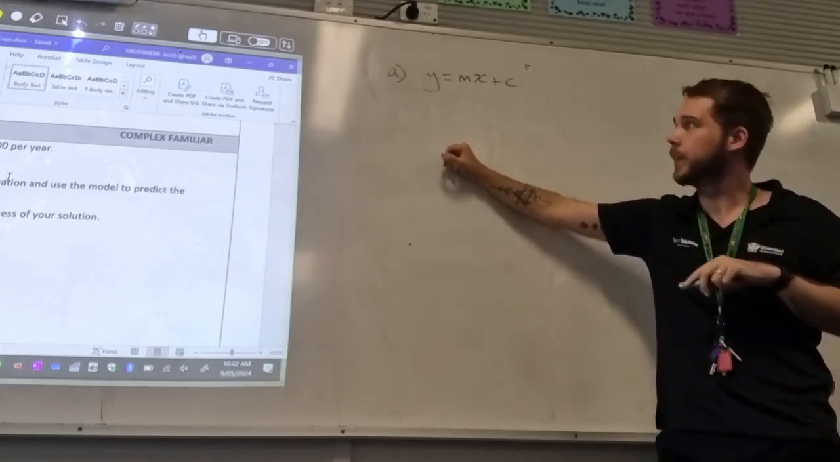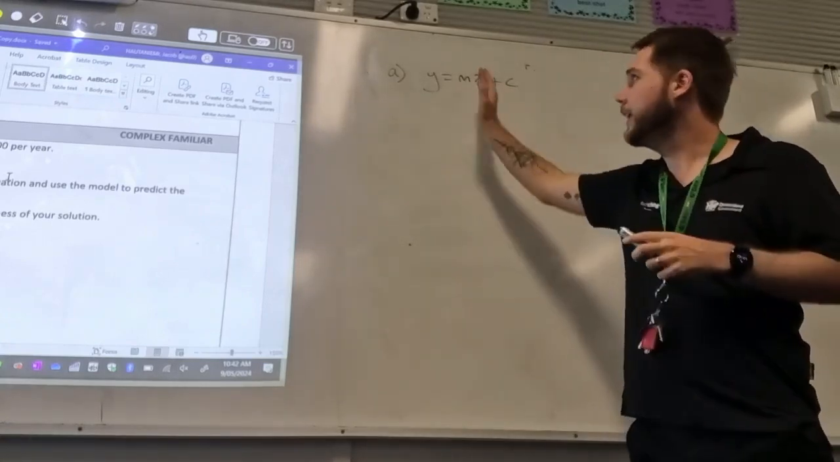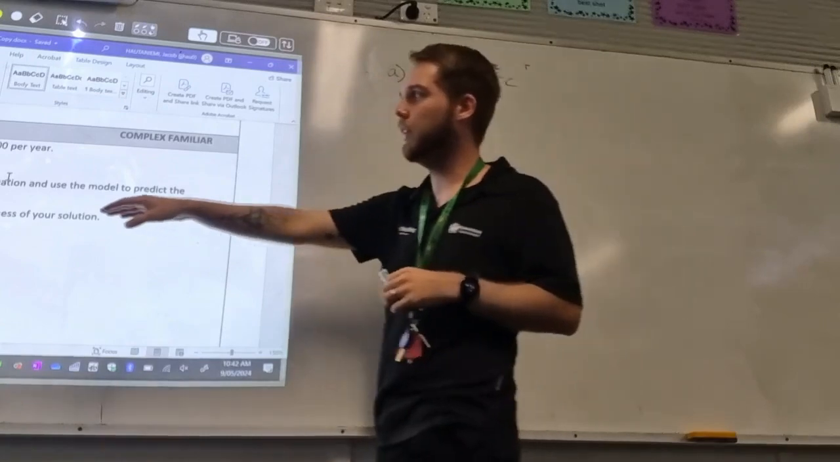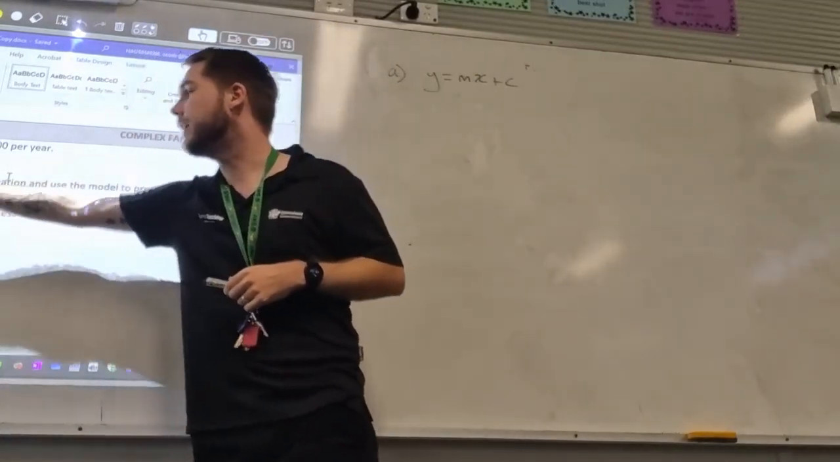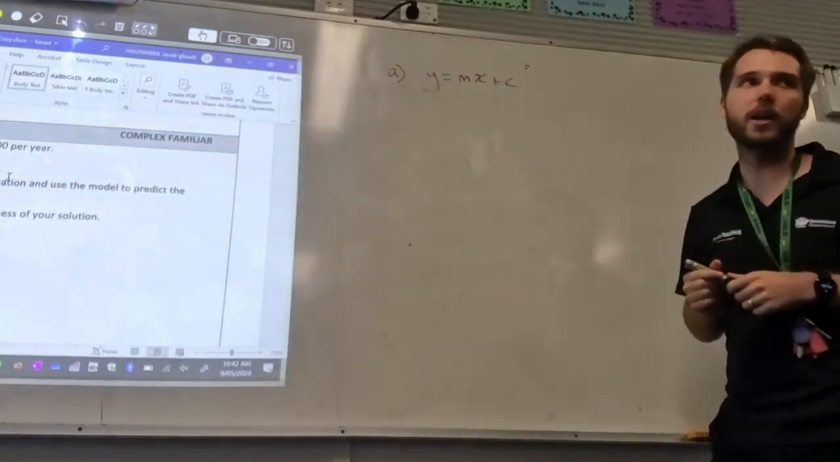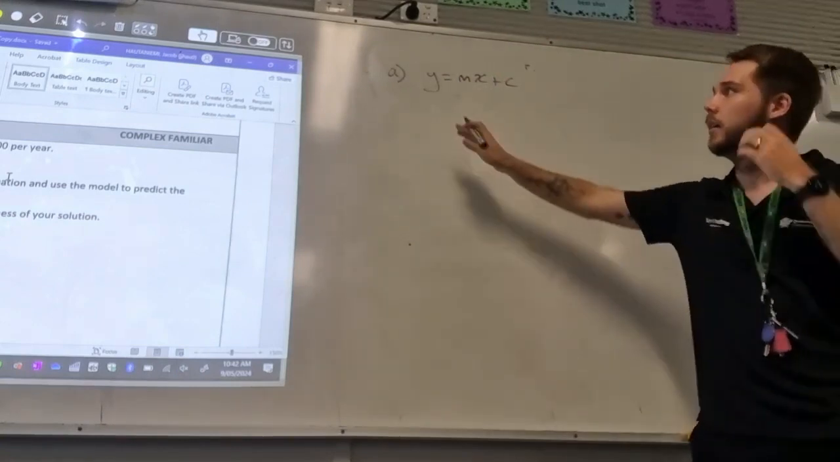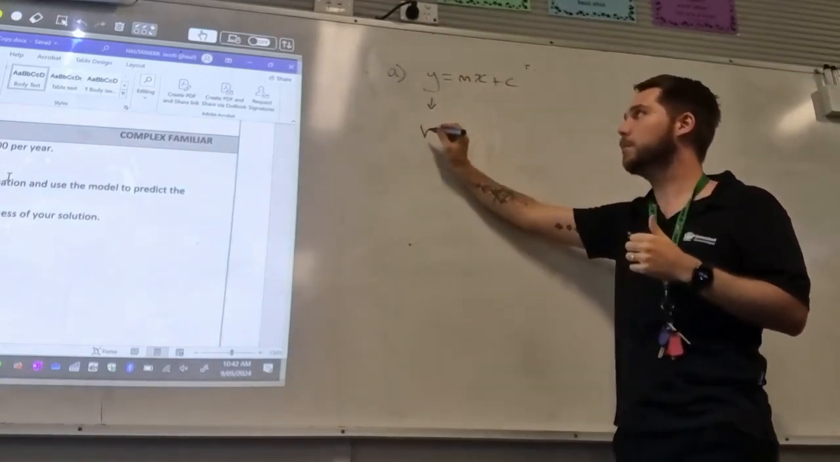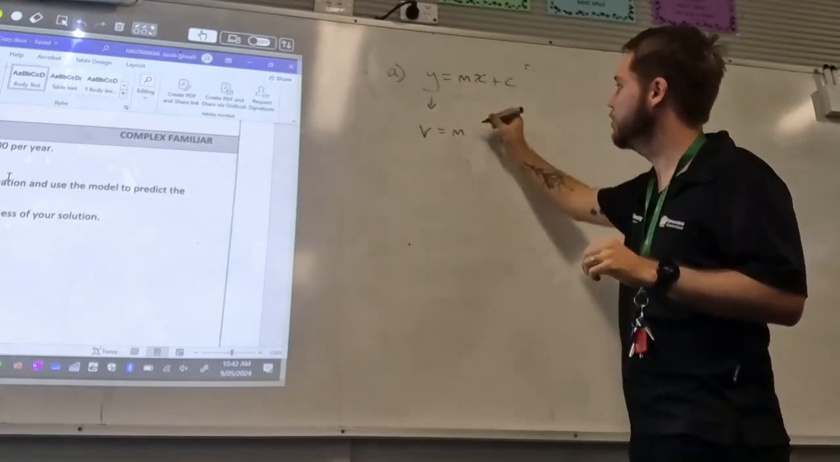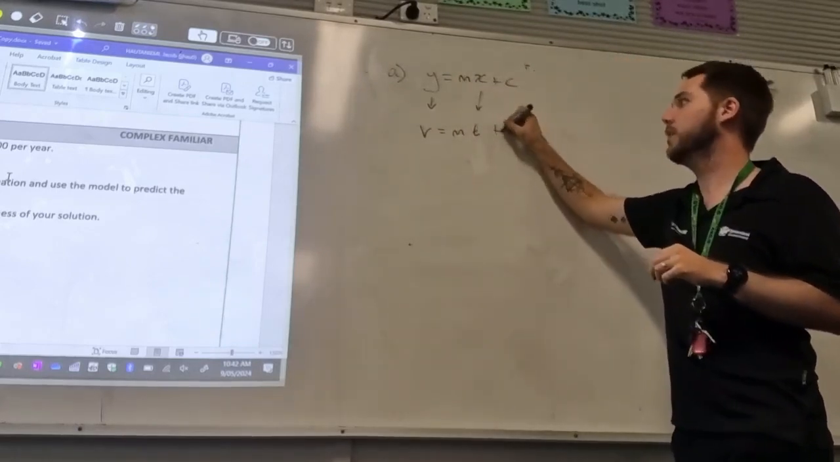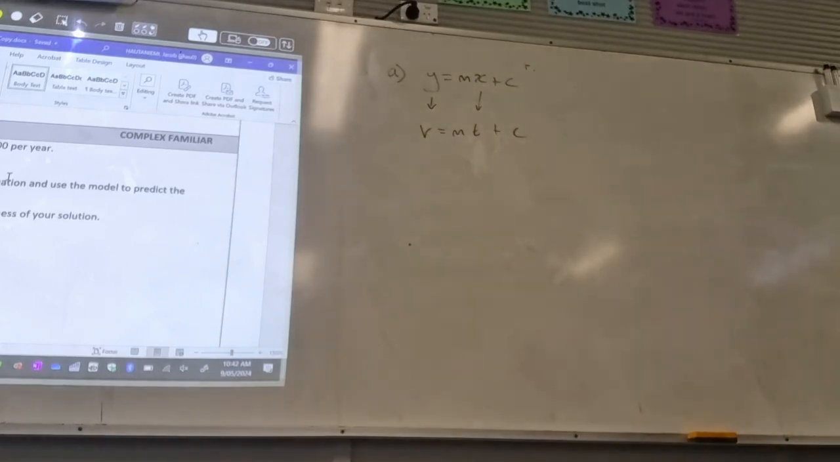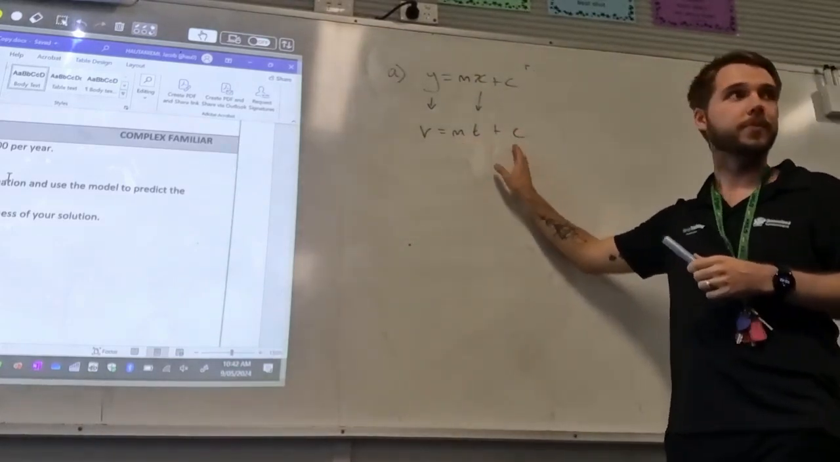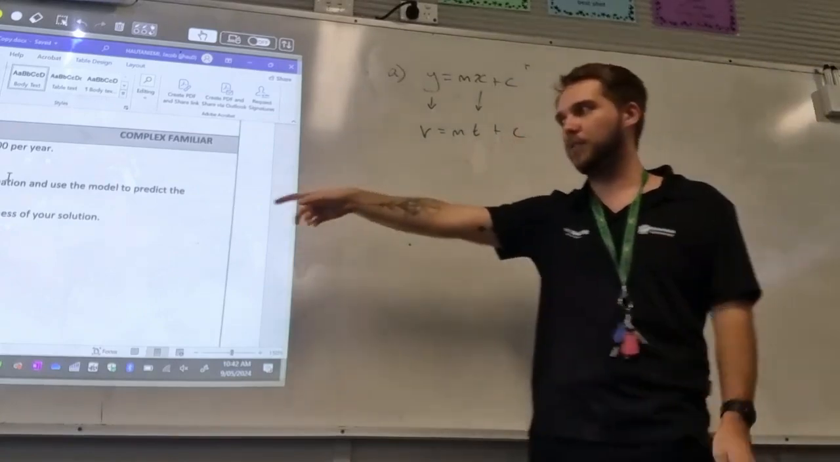Thank you. If you see the word linear, you're thinking this equation, but it explicitly asks you to do it in terms of V and T. We have to change this equation a little bit. So it's going to become V equals. Y becomes V. M doesn't change. X becomes T, plus C. So we need to figure out what's the gradient and what's C. M is our gradient, just because they've asked us to do that.